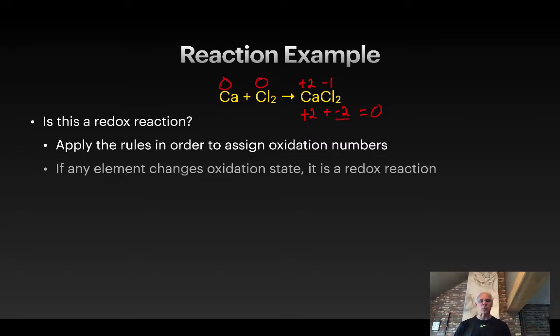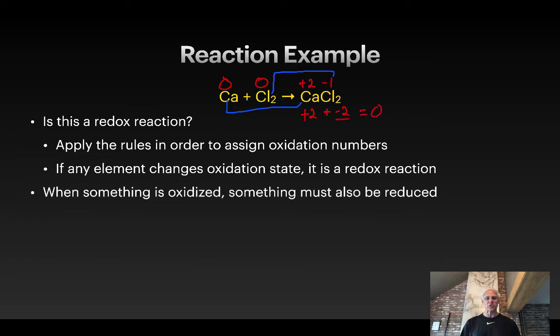The next question we want to ask ourselves is, did anything change oxidation state? And if so, then it is a redox reaction. Notice that the calcium went from a 0 to a +2. The chlorine went from a 0 to a -1. So we did have things change oxidation state. If anything changes oxidation state, then it is a redox reaction because that means we had an exchange of electrons.